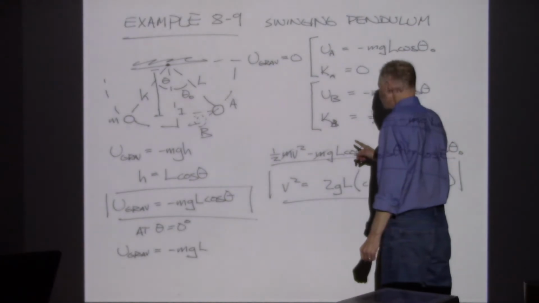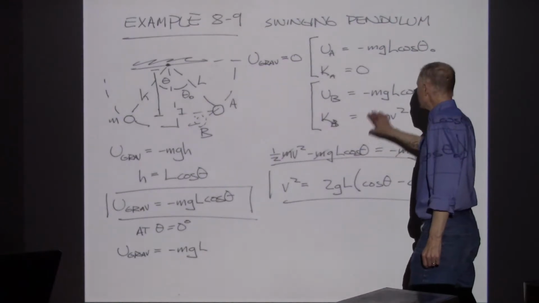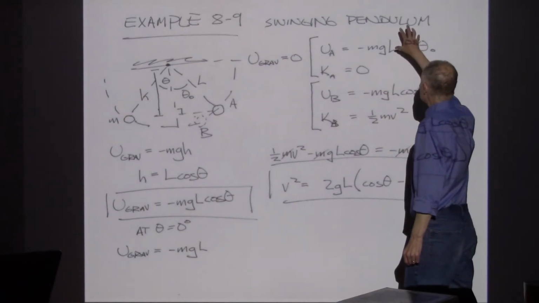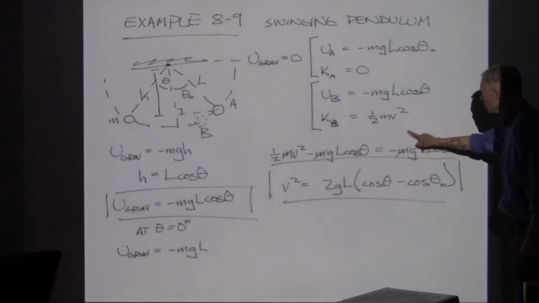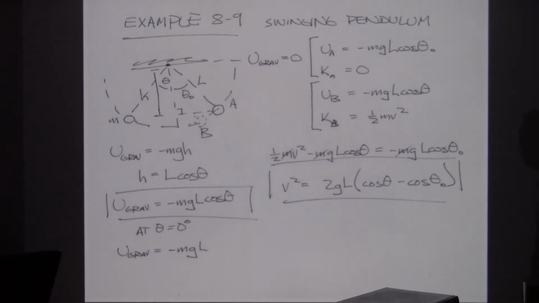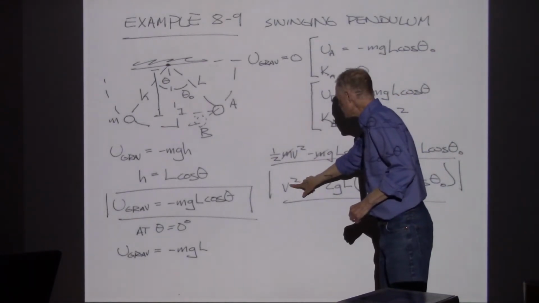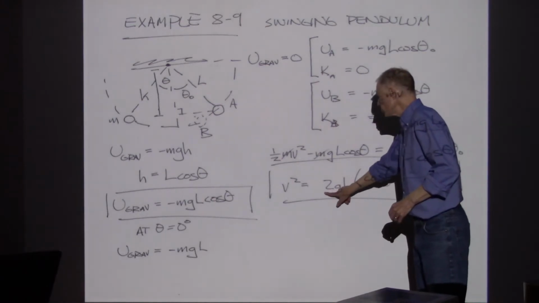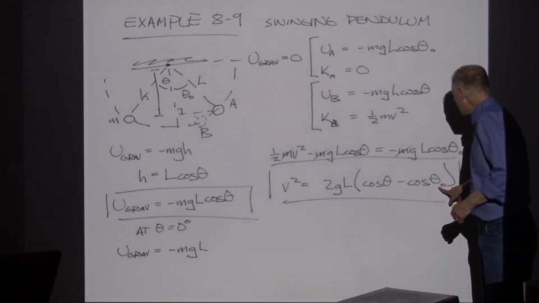This is the kinetic energy at B, this is the potential energy at B, so I'm adding these two together and setting it equal to the energy that we started with, which was gravitational potential energy. I can work with two formulas of gravitational potential energy that have minus signs in them. That's okay, as long as they're consistent. So the m's cancel out, and we get v squared equal to 2gL times cosine theta minus cosine theta naught.